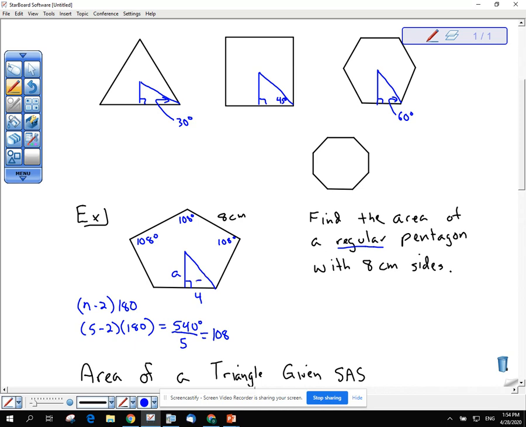And that would mean that this angle is 54 degrees, half of 108. Both of these, the radius cuts that angle in half. Both of these angles would be 54 degrees, okay? Now, that's one way to go about it.